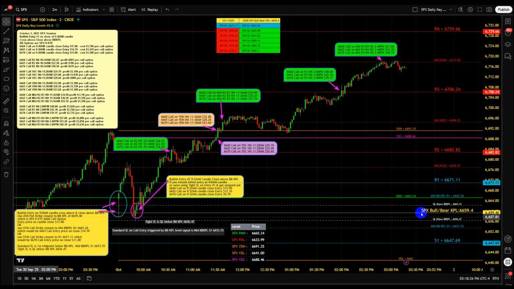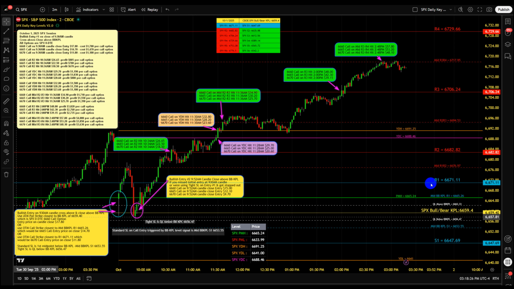The most important level of the session is going to be the SPX Bull Bear KPL, which stands for Key Price Level. This is the most important level of the session. This is the key bull bear pivot for the session, which determines the bias for the session. So it's bullish above and bearish below.